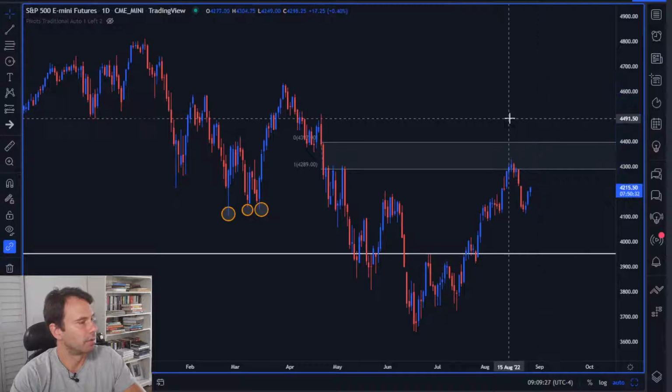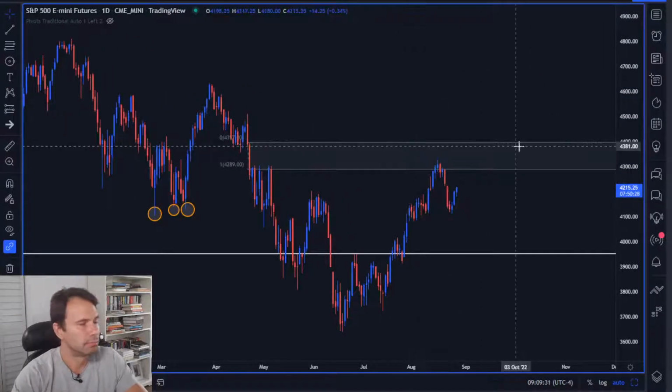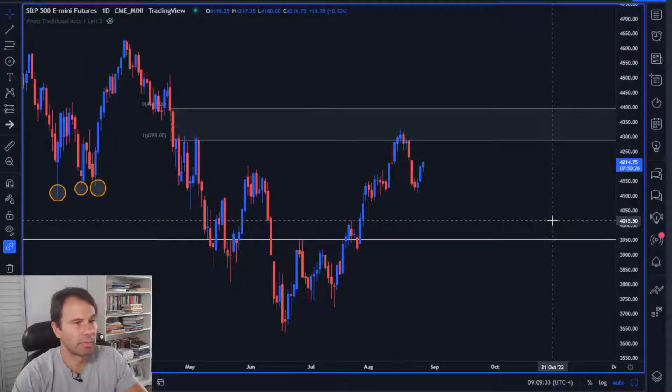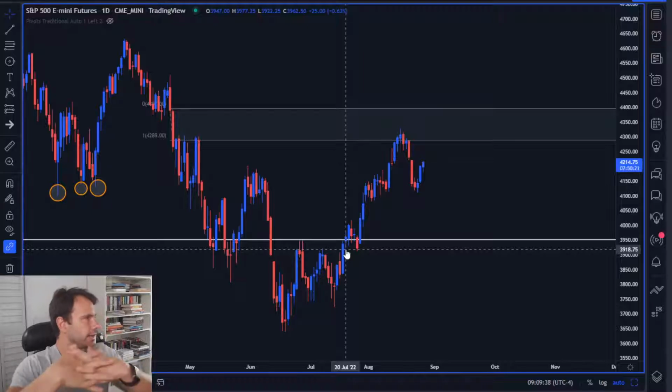It's paradoxical because all the news and events are talking about recession and how bad the economy is, but the market is thinking otherwise. All right.